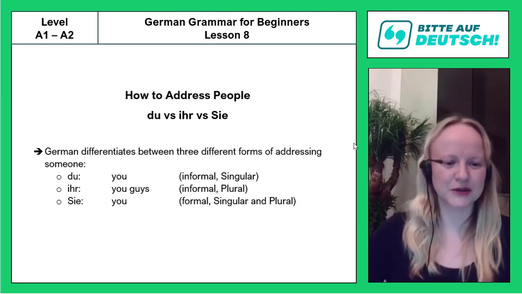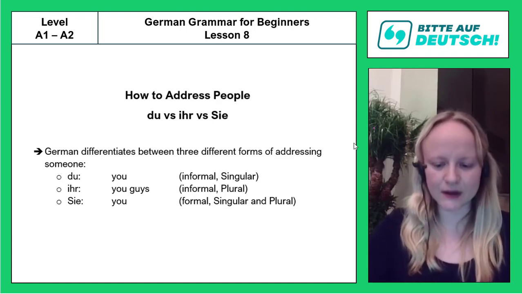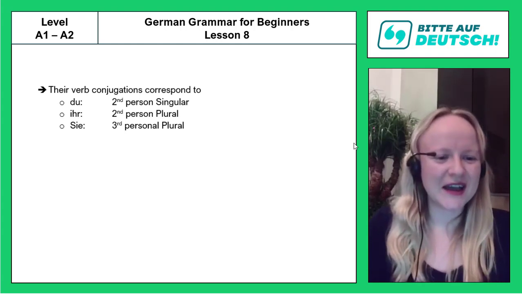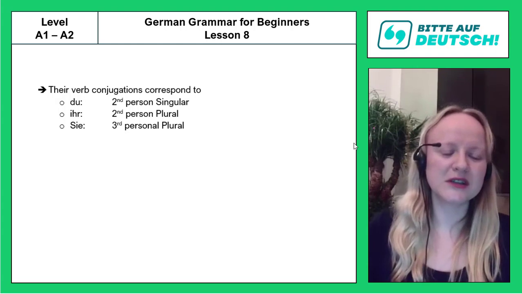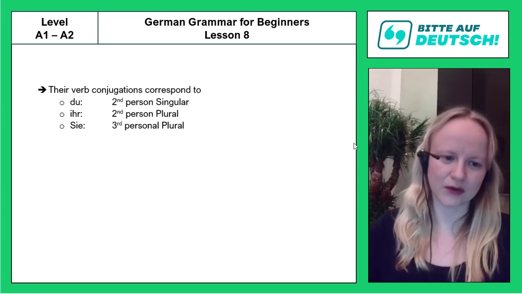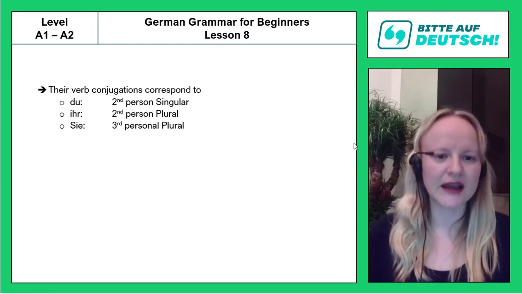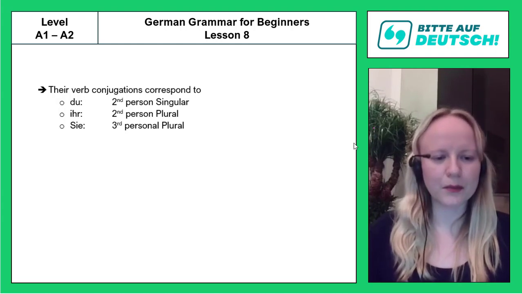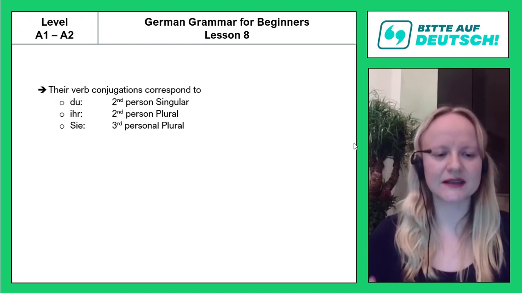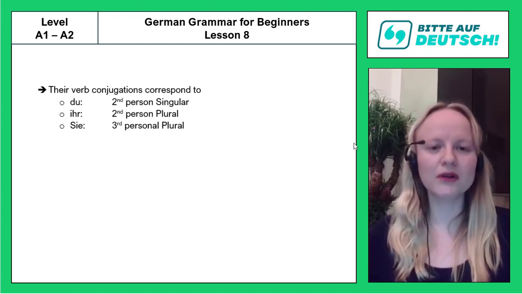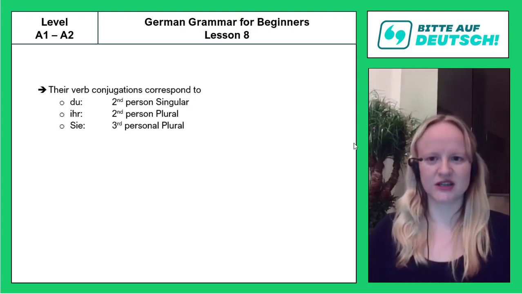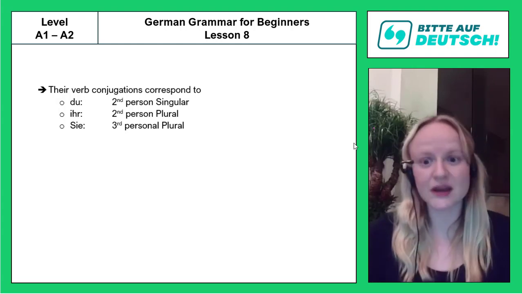So once you have decided whether to use du or ihr or Sie with someone, now is the time to worry about conjugations. So when you address someone in du, you will need to conjugate the verb to the second person singular, obviously. If you talk to more than one person informally, you will conjugate for the second person plural. All very natural and understandable. The one thing that might not come as easily to you is the conjugation that you need for the formal Sie, because even if you're obviously talking to just one person, you need a plural conjugation, which might feel a little bit awkward in the beginning, to some people at least.